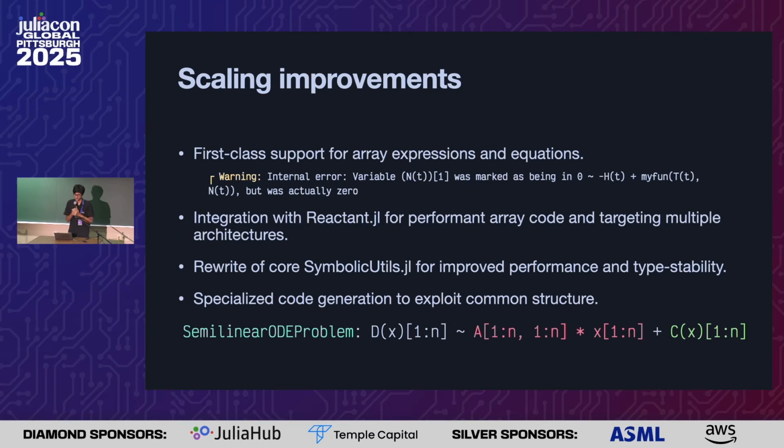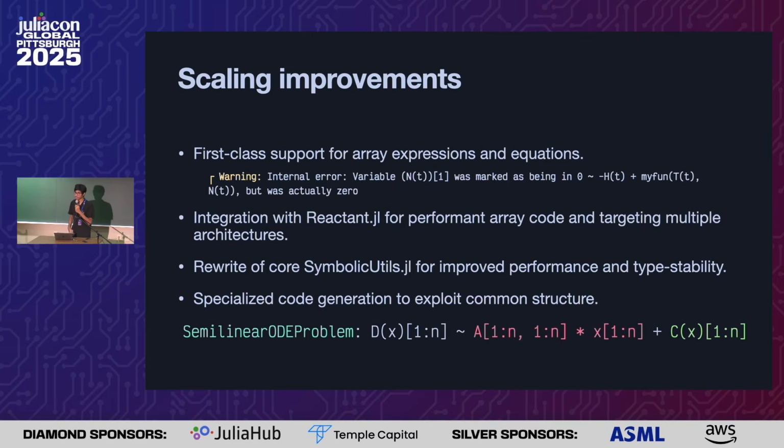So one of the first things on that list is support for array expressions and array equations. Anybody who's used arrays enough in Modeling Toolkit has probably run into that warning. That's a very annoying warning. As a summary, we're just trying to make it go away and really support arrays as first-class citizens in Modeling Toolkit and throughout the symbolic-numeric stack. This ties into the next goal, which is to integrate with Reactant.jl, which will allow us to generate really performant array code and target a variety of architectures with it. So to be able to deploy and solve our systems on GPUs and stuff.